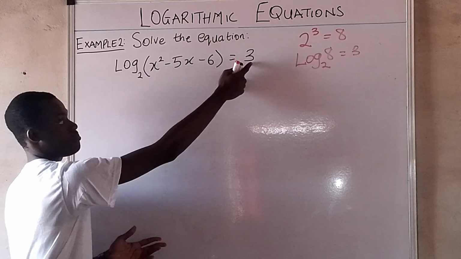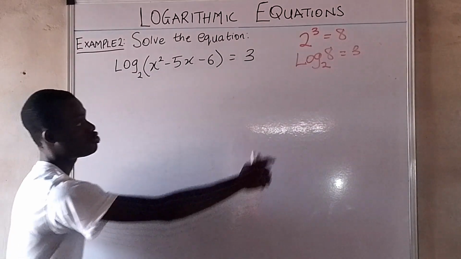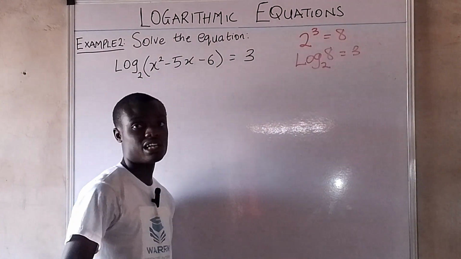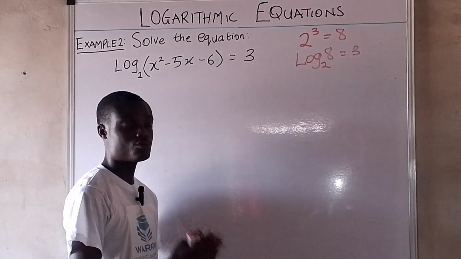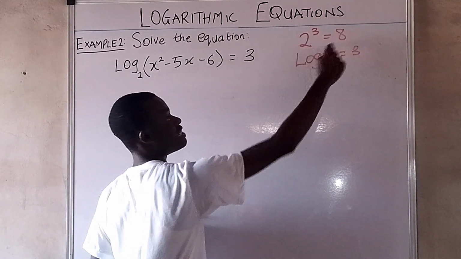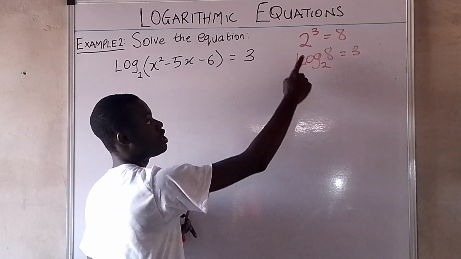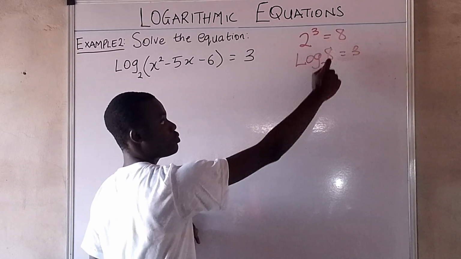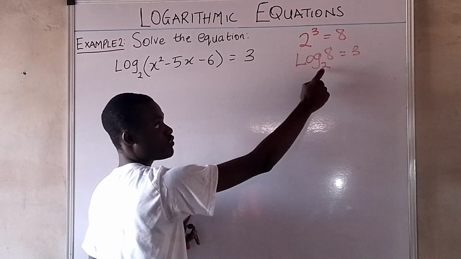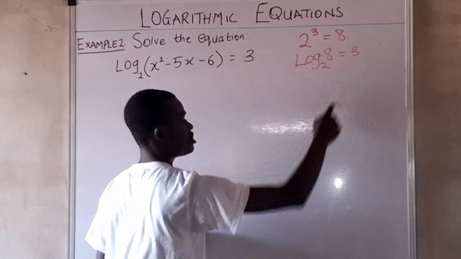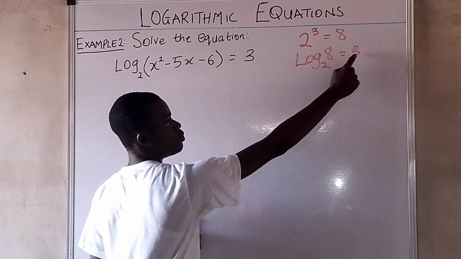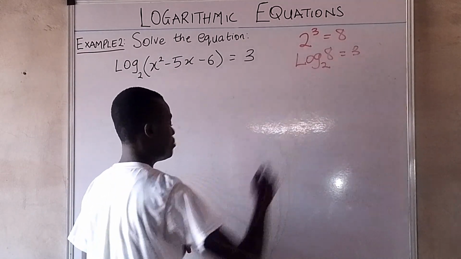Because logarithm means power. So 2 raised to the power of 3 is 8. That's 2 times 2 times 2. Now writing this index form in logarithm form is going to be log to the number, which is 8, to the base of 2 is equal to the power, which is 3. So I'm going to replace 3 with log 8 to the base of 2.